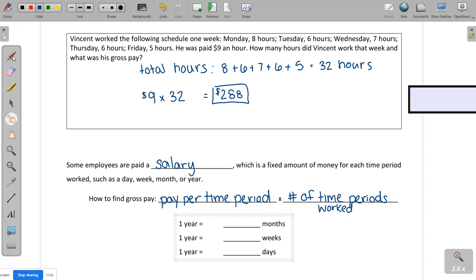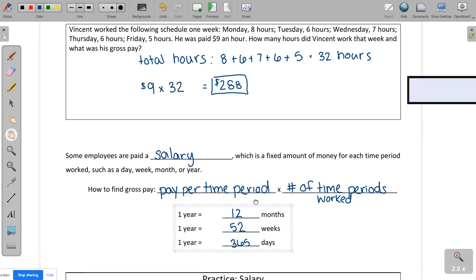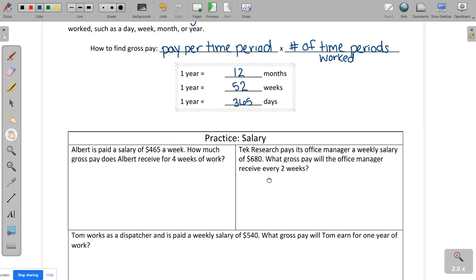So some key things we need to know. 1 year is going to be equal to 12 months. Then 1 year in weeks is 52. And then there's 365 days in a year. So you're going to need to know these calculations for a lot of our problems this year. So let's look at some examples.